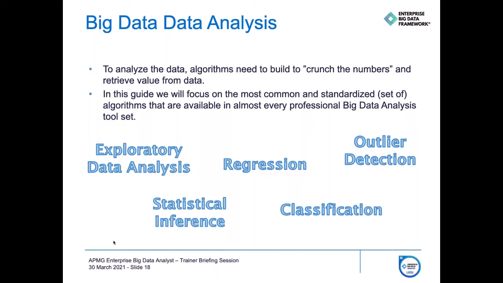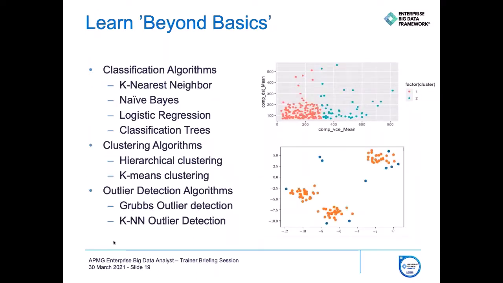So here on this slide, you see some of the major domains that we're covering within the course. So we will discuss exploratory data analysis, or EDA, regression, classification, outlier detection, and statistical inference. And more importantly, what we will do in this course is that we don't just cover the basics. This is something that has already been done within the professional course, which, as you might remember, is a prerequisite for this course. So in the analyst level, we actually go into quite a bit of depth.